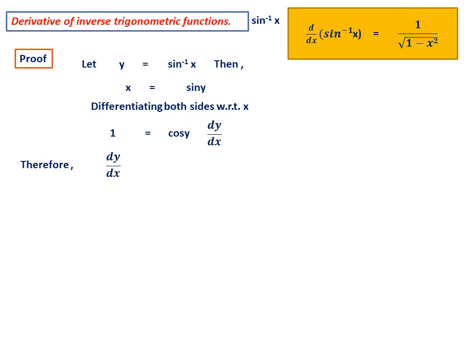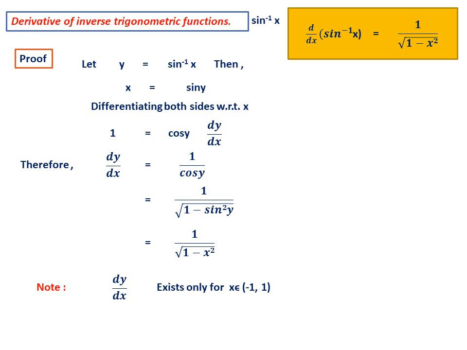Therefore you can say dy by dx equal to 1 upon cos y, cross multiply. But now this 1 upon cos y can be written as 1 upon square root of 1 minus sine square y, but sine square y is x. Therefore we are getting the formula 1 upon square root of 1 minus x square. So this is the derivation.